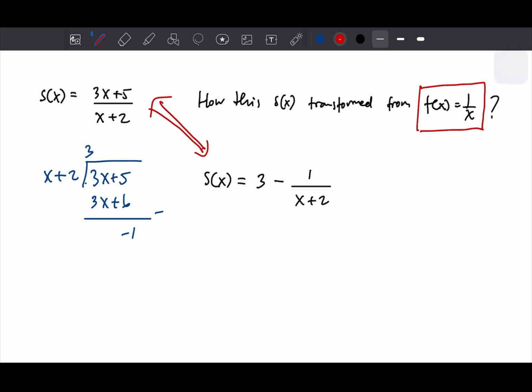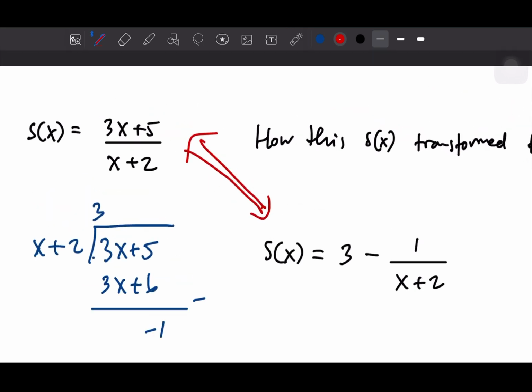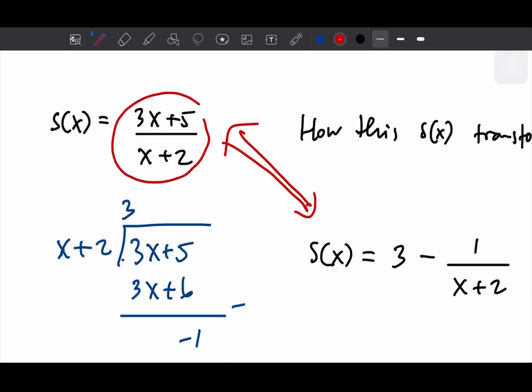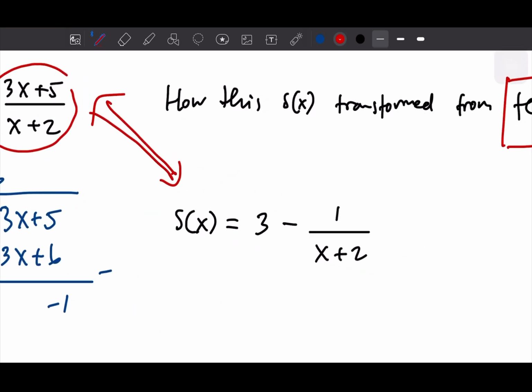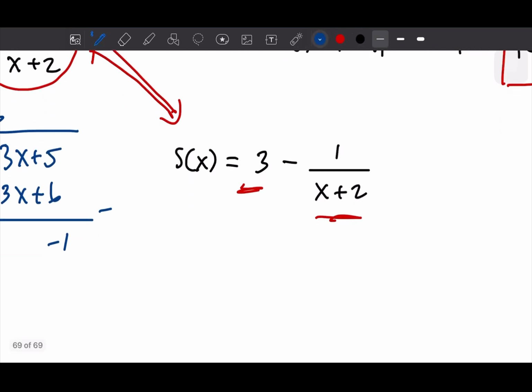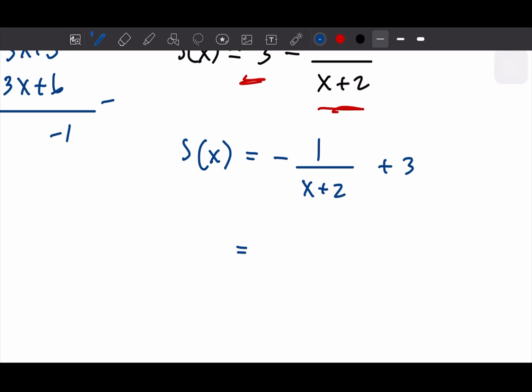And what's the deal for this equation? The deal is we can separate this big chunk, the rational function, into two more simplified functions, right? And we could imagine some process where, let me write 1 over x plus 2 in the front, that this is actually how it looks like.